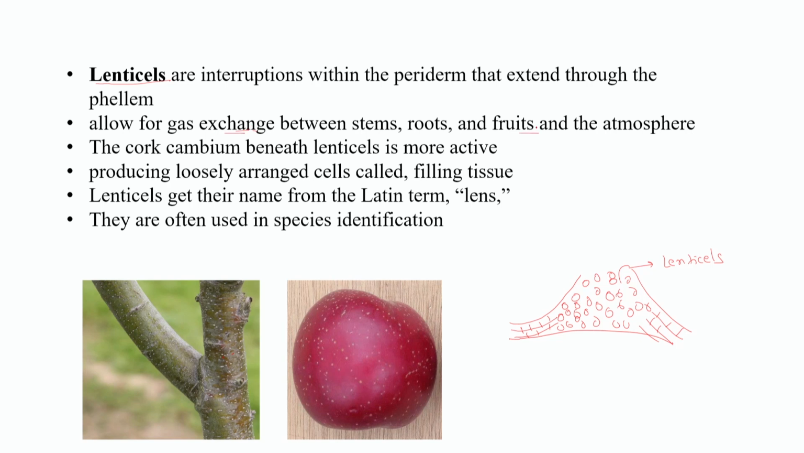The cork cambium which is below these lenticels is very active, and the name has been taken from a Latin word, lens. They are also sometimes a very important characteristic to identify species, because their structures and how they are present in the species can vary.